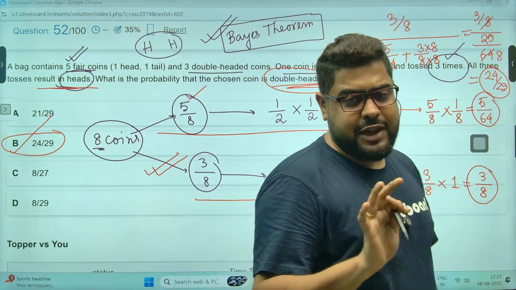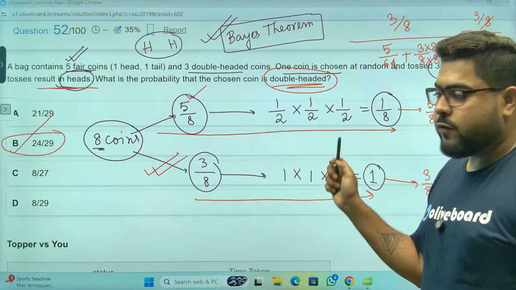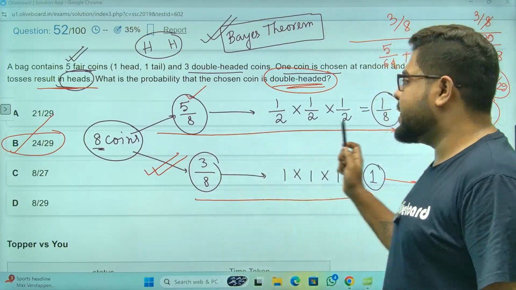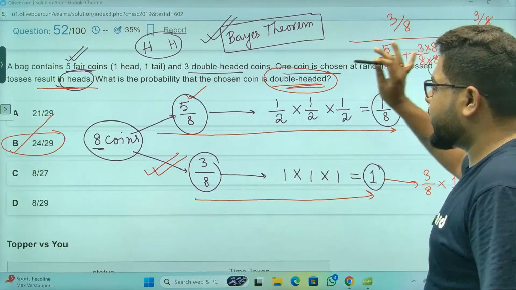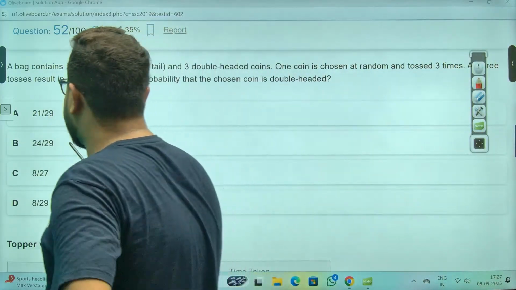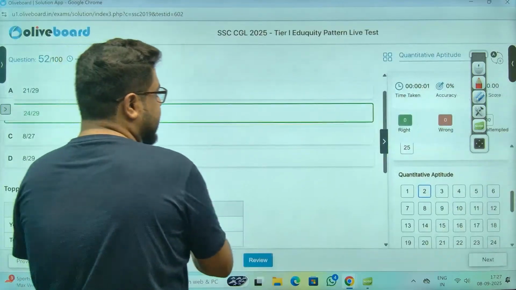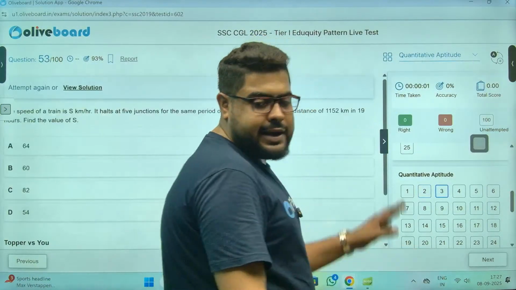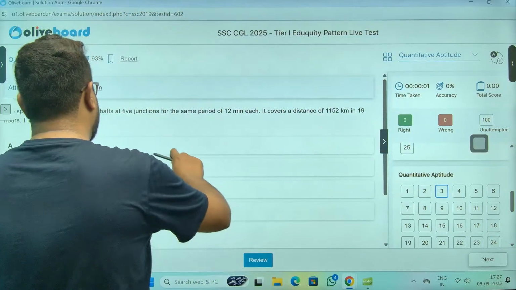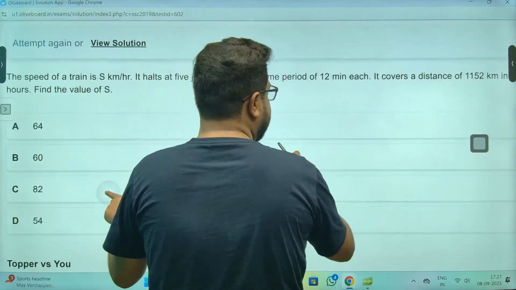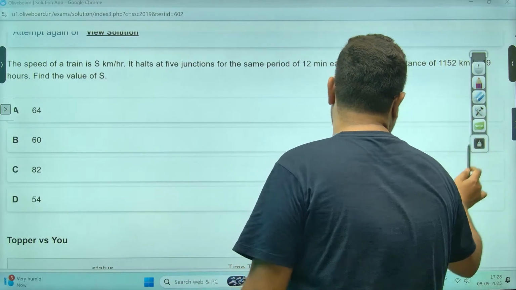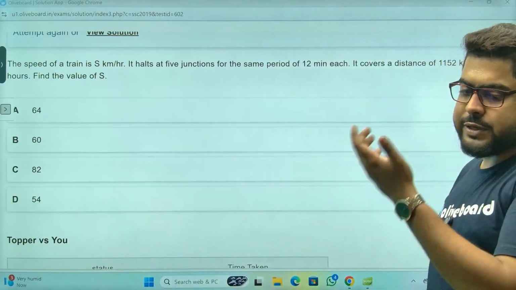Now again, this is a very conceptual part. If you don't know it, I will suggest, because the new pattern has given so much emphasis on probability, permutation, combination, I would strongly recommend you to at least understand this much. A little bit of this I have covered on this channel, a couple of weeks back only. Not every question will be difficult, but a few questions of this level you should expect in one or a couple of shifts.